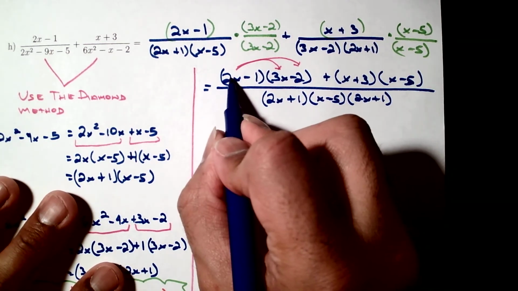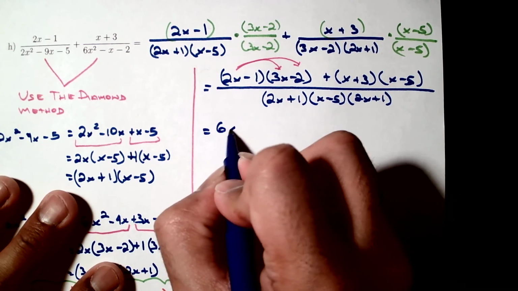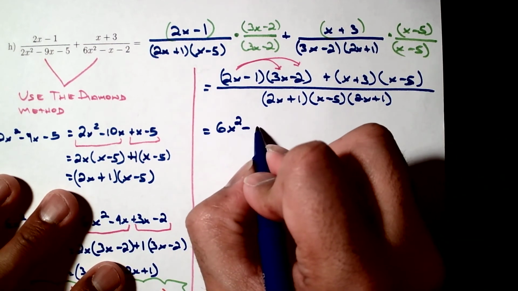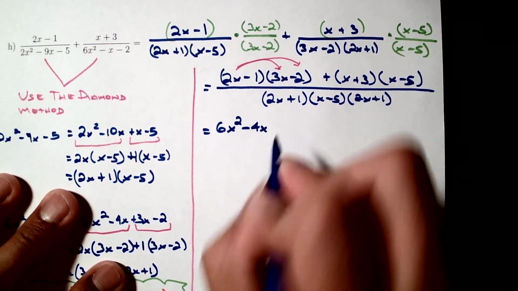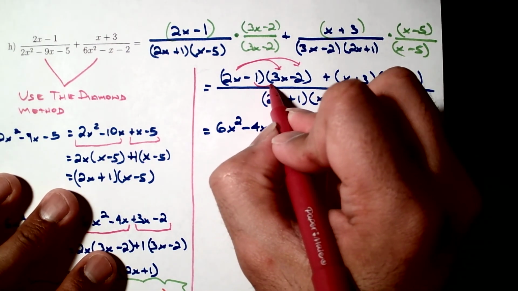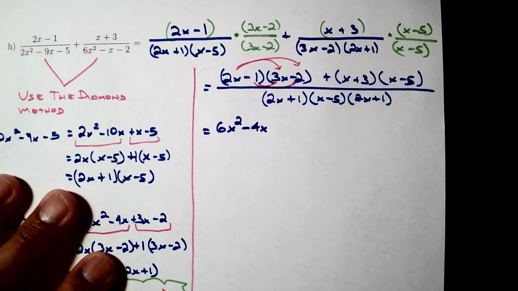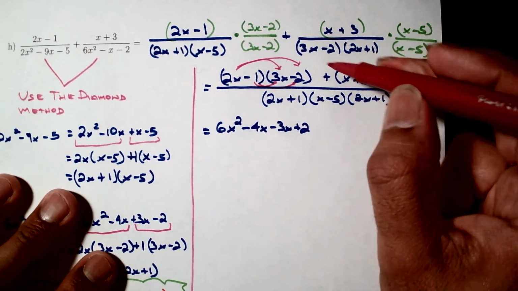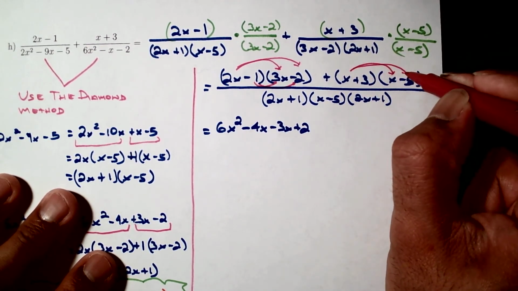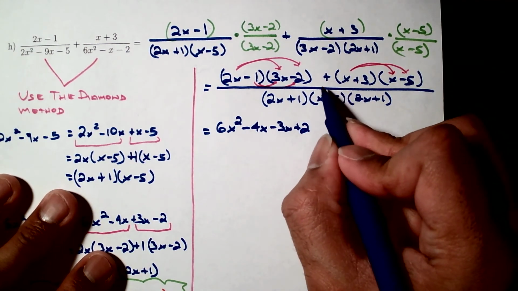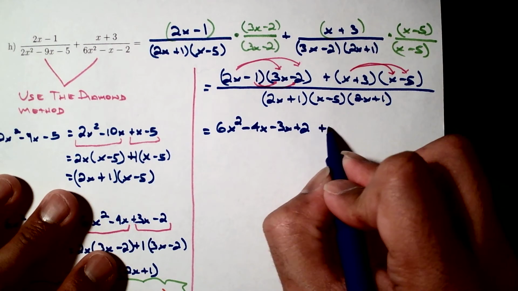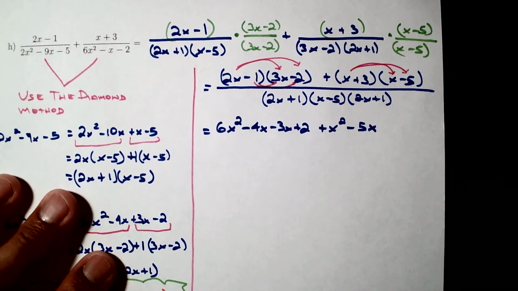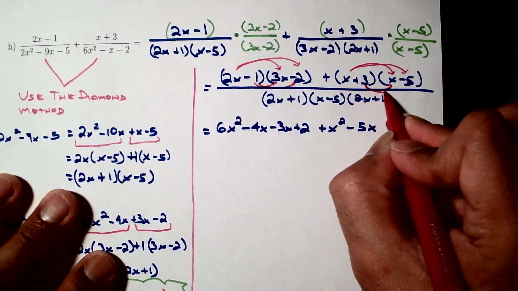Multiply those two first. 2x times 3x, that's going to give us 6x squared. And then 2x times negative 2, that's negative 4x. We're going to do the second part of the foiling, negative 1 times 3x, and negative 1 times negative 2. So negative 3x plus 2. And let's do the same over here, x times x, x times negative 5. Notice the plus sign here, no need to worry about changing any sign. So plus x squared minus 5x. 3 times x, 3 times negative 5.